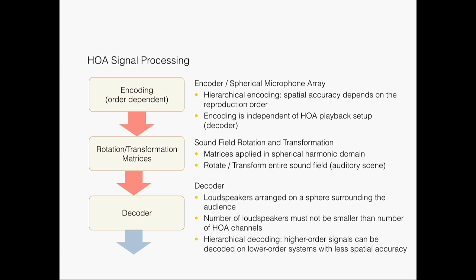So you can always play back. I can also play back a first-order signal in here. I just do not have any more information. It's blurred, as the first-order signal is blurred. And the only condition I have to match is that I always have to use at least as many channels of playback as I have ambisonics channels. Otherwise, I have to reduce the order.